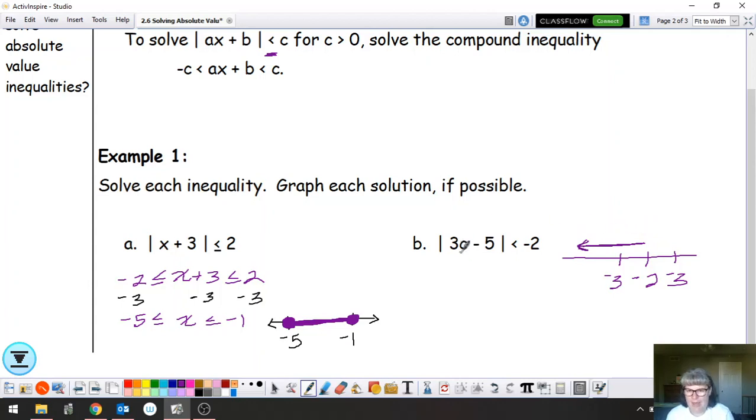Since I can't have an absolute value that's going to be less than -2, this is an example of no solution. Because absolute value is always positive, and a positive number is never less than a negative. So I'm just going to make a note that positive is never less than negative.